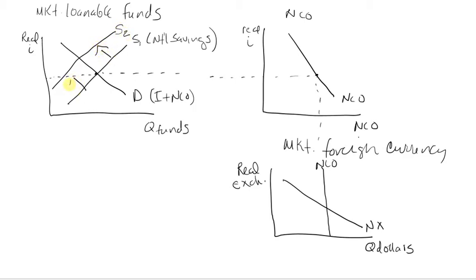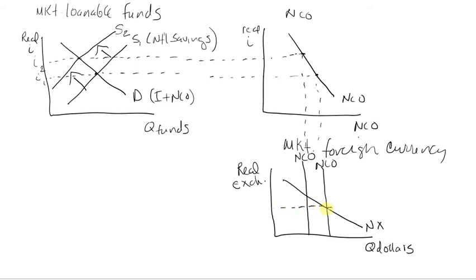If the government spends more than it earns in tax revenues, then that means that there's going to be less national savings. So the supply is going to shift to the left, and we're going to have our new I, right? And that's going to give us a new place in our NCO. And that's going to give us a new supply in the foreign currency exchange market, right?